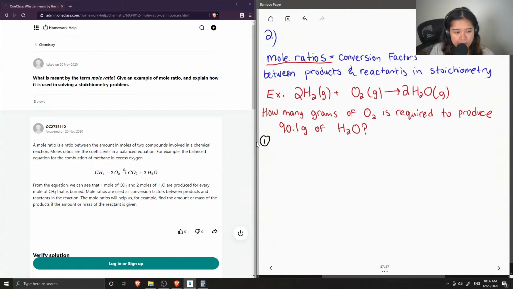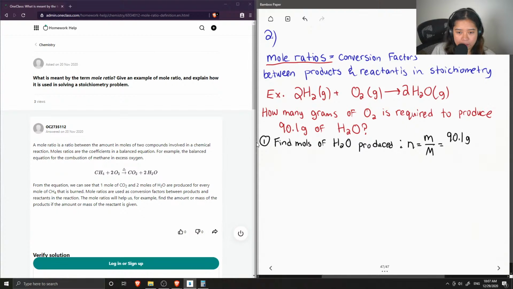So the first step is to find the moles of water that is produced. So to do that, it's going to be number of moles is equal to mass over molar mass. So in the question, the mass of water produced was 90.1 grams, and the molar mass of water is 18.02 grams per mole.